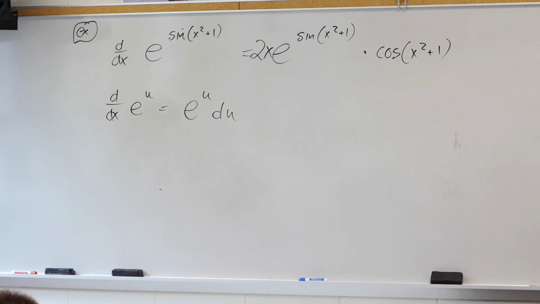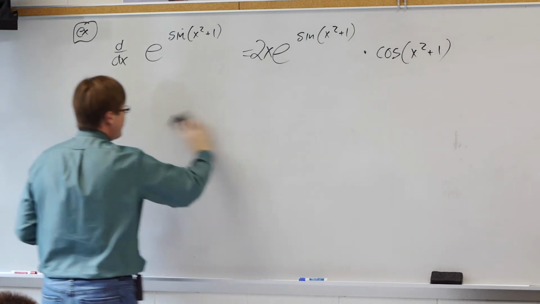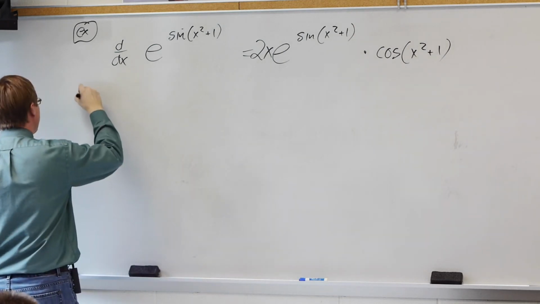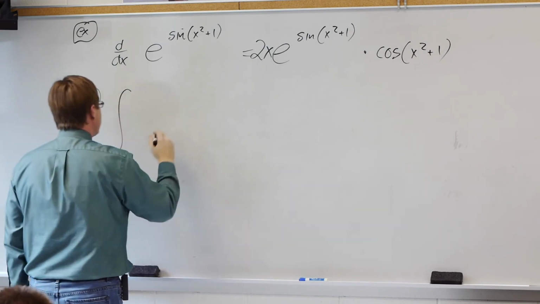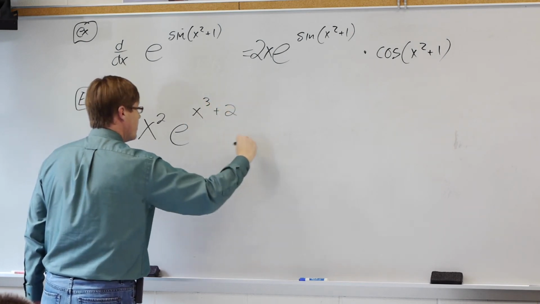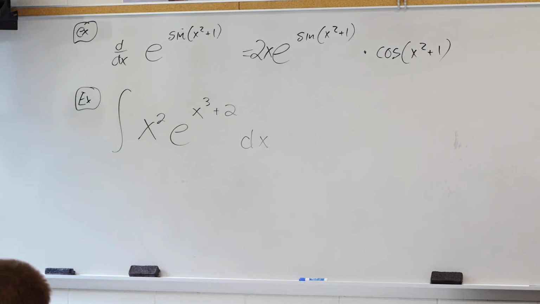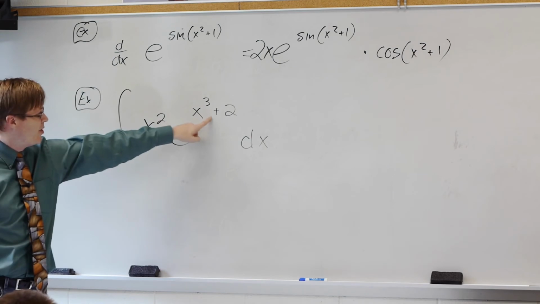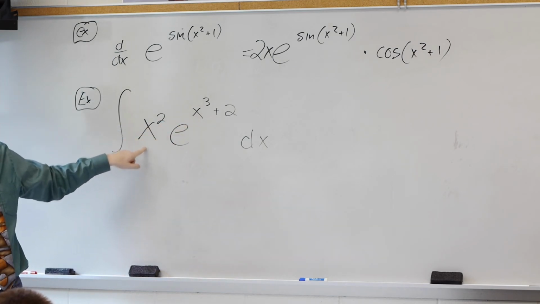But the integrals always involve some u substitution. They can be straightforward or tricky. So let's look at an easy one. Let's take the integral of x squared times e to the x cubed plus 2. Now, it may look a little bit yucky, but if you think about how the chain rule works, it's pretty easy to pick out what u has to be. X cubed plus 2. Yeah, because if I let u be the exponent, then du is going to be 3x squared, and everything will work out.